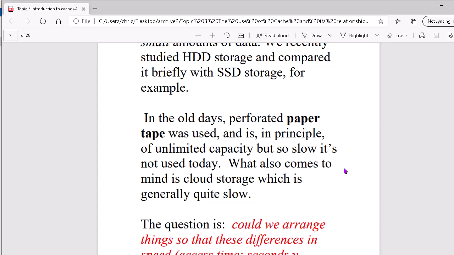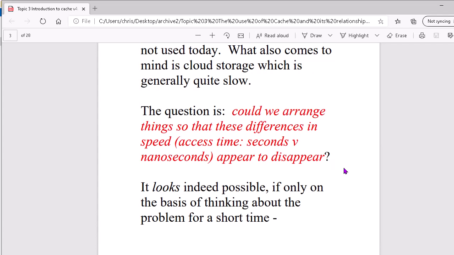And what also comes to mind, I suppose, is cloud storage. Perhaps some of you have had experience with ASUS web storage, which is capable of storing 1 or 2 terabytes of your data at a fairly low cost. However, it's pretty slow. If you try and get a picture off, it's going to take a noticeable and appreciable length of time. So the question is, at this point, could we arrange things so that these differences in speed, in other words, access time, in terms of seconds versus nanoseconds, appear to disappear?